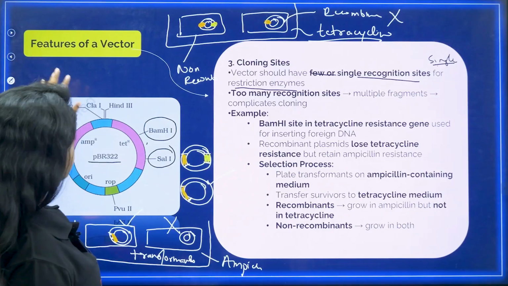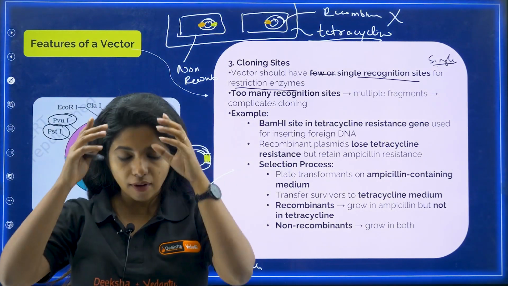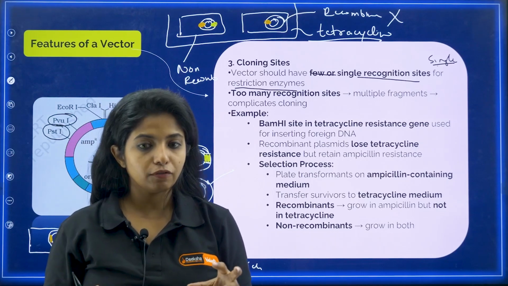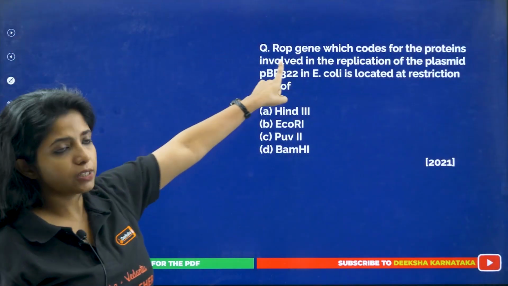Okay, there's a question that has come. So I am going to tell you one more very important way in which you can find out which one has the recombinant, which one is not. So that is a different way. I am going to talk about that, but wait just for a minute. There's a question that has come.